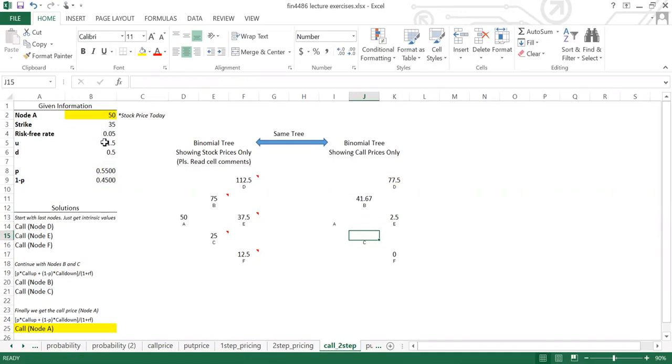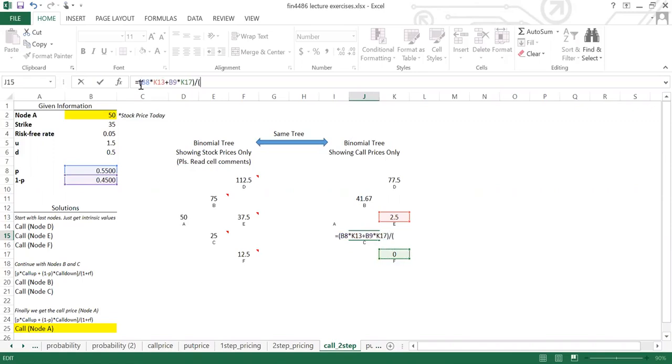However, let's just do it manually. So we would have the probability the price will go up multiplied by the call option in this good state of the world, plus probability that the stock price will go down multiplied by the call option in this bad state of the world. Then we close all of this in a parenthesis and then we just divide it by 1 plus the rate. Once again, what we're doing is we're bringing it to present value.